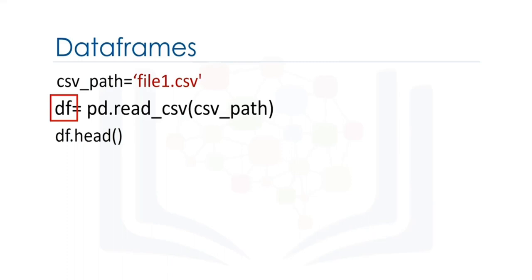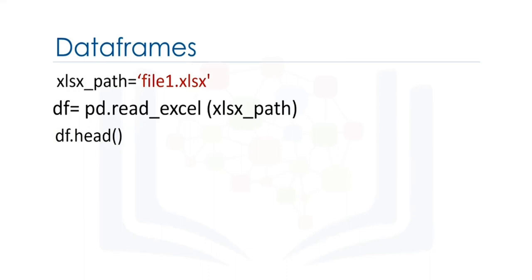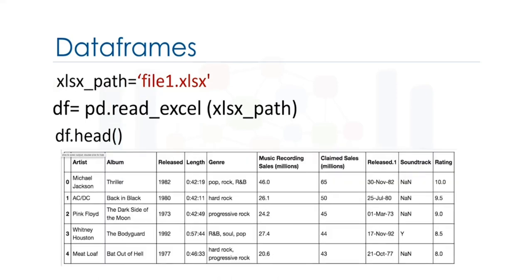Now that we have the data in a data frame, we can work with it. We can use the method head to examine the first 5 rows of a data frame. The process for loading an Excel file is similar. We use the path of the Excel file. The function reads Excel. The result is a data frame.